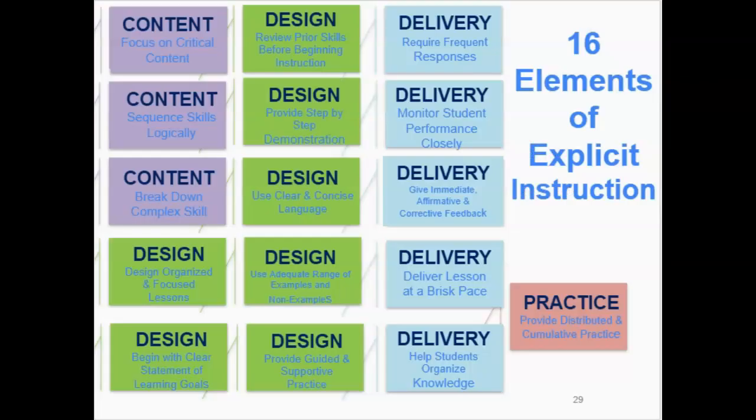So to sum it all up, there are 16 phenomenal elements broken down into smaller pieces when we're looking at explicit instruction that we can use to both teach academic content and behavioral expectations. When we use explicit instruction in the classroom, it declutters our lessons, it increases opportunities for students to engage with us, and it also increases their ability to be successful in the classroom, which decreases acting out behaviors.